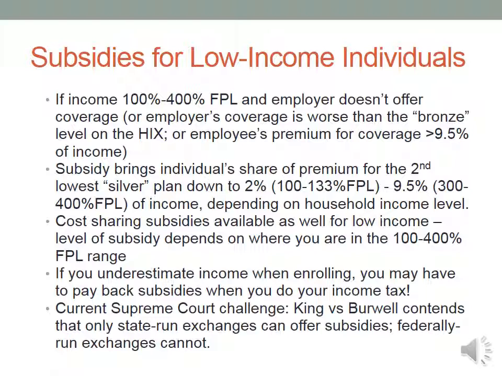So they pick the second lowest silver plan, and that's the benchmark premium. And the subsidy brings the individual's share of that premium down to 2% if they're in the lowest income bracket, or phasing up to 9.5% for those who are between 300 and 400% of the federal poverty limit.